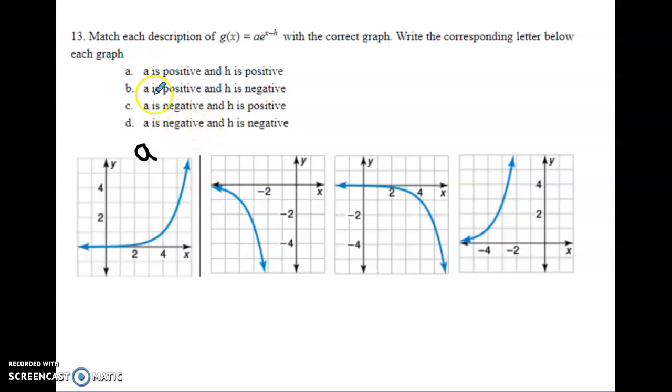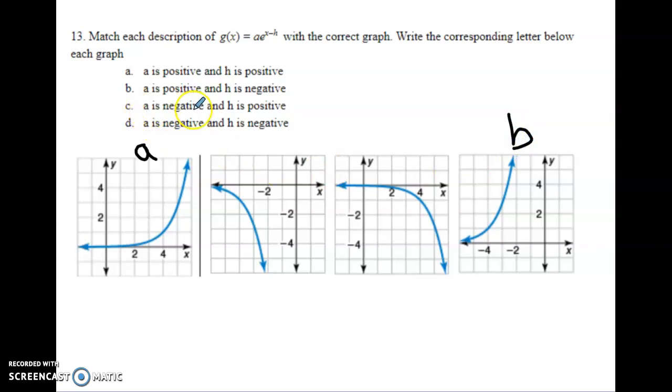And then B, A is positive, h is negative. So if h was negative, this would be x minus a negative, which would ultimately be positive, which means that it would go to the left. So that one would be B.